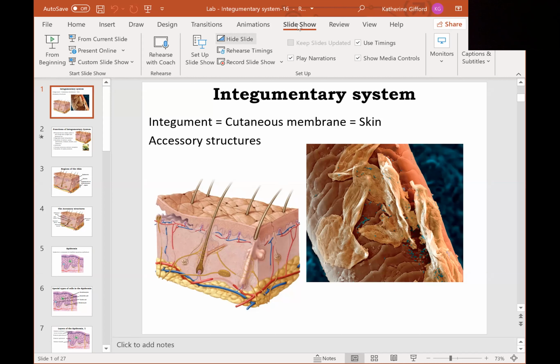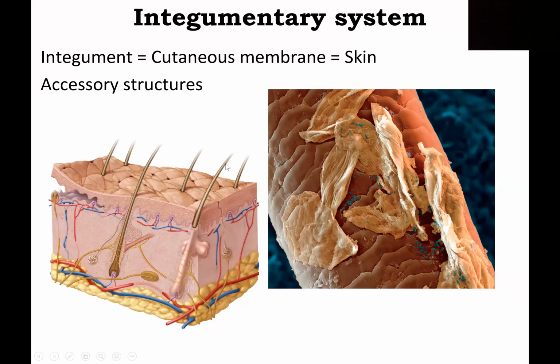Okay, so this is the recording for the first part of the integumentary system. The integumentary system gets its name from one of the three words for the main or primary organ in the system. So the word integument is the same as the cutaneous membrane, one of three types of membranes in the body. And we also refer to it as the skin.